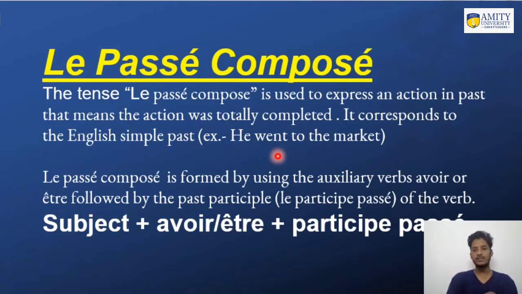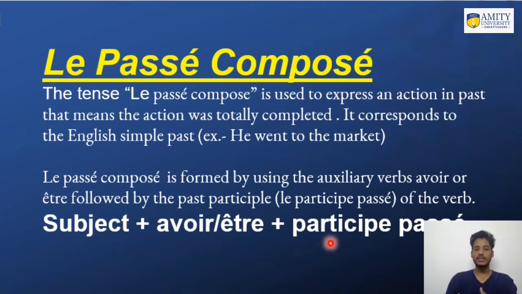In French, what you have to do? You have to write down subject plus avoir or être. Subject plus avoir or être plus participe passé. Now forget about être. We will learn later. But avoir, subject plus avoir plus participe passé. Now we have to know the subject. We have to know the conjugation of avoir verb plus participe passé.